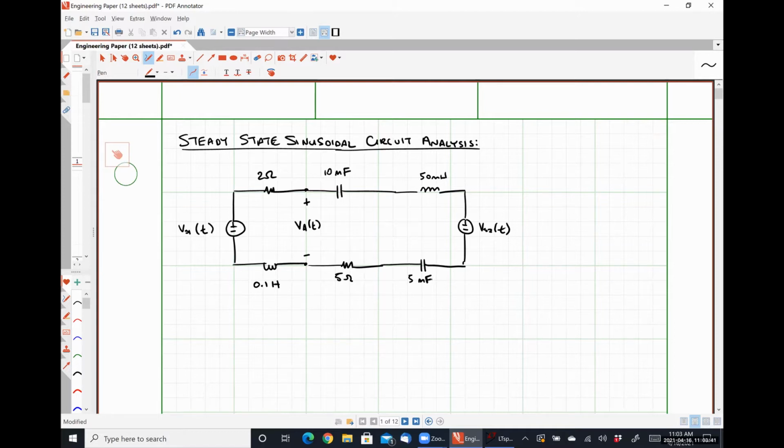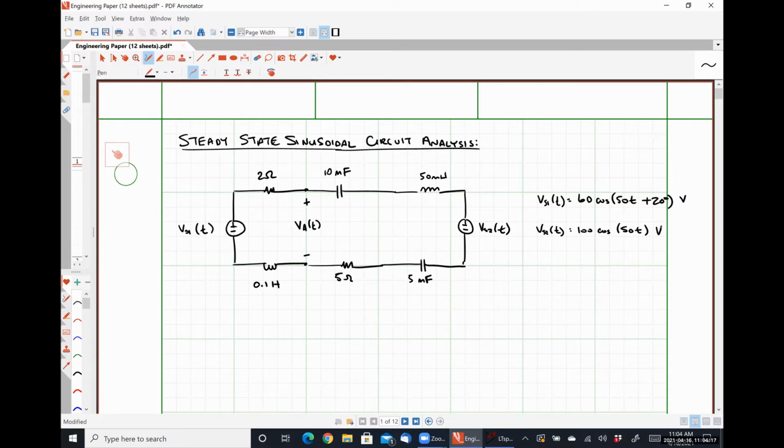Let me define some voltages here, I guess that might be helpful. Let's say that VS1 of t is 60 cosine of 50t plus 20 degrees volts, and VS2 of t is equal to 100 cosine 50t.